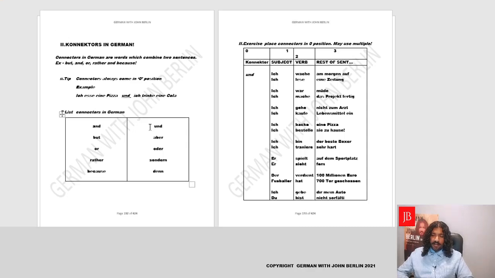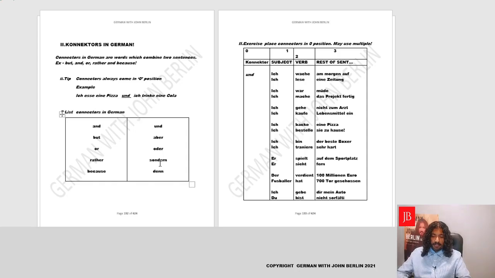So let's quickly find out which connectors we have here. Basically, we begin with 'and'. In German we call it und. Yes. Then we have 'but'. In German we call it aber. Yes. Then we have 'or'. In German we call it oder. Then we have 'rather'. In German we call it sondern. And then we have 'because'. In German we call it denn.